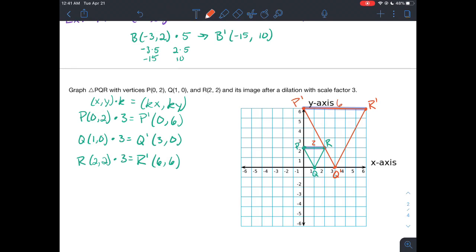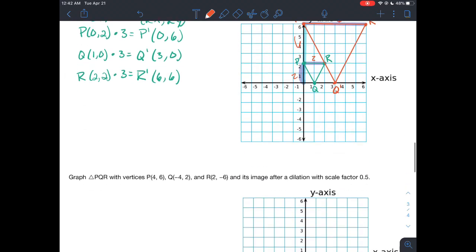Fun fact, in addition to each of the sides being 3 times longer, it's also 3 times farther away from the origin. So for example, from the origin to point P is 2 units. From the origin to point P prime is 6 units. 2 times 3 is 6. So the scale factor affects the side lengths, and it affects how far away it is from the center of dilation, which for our purposes is going to be the origin. We're just going to keep things simple and make it always the origin.